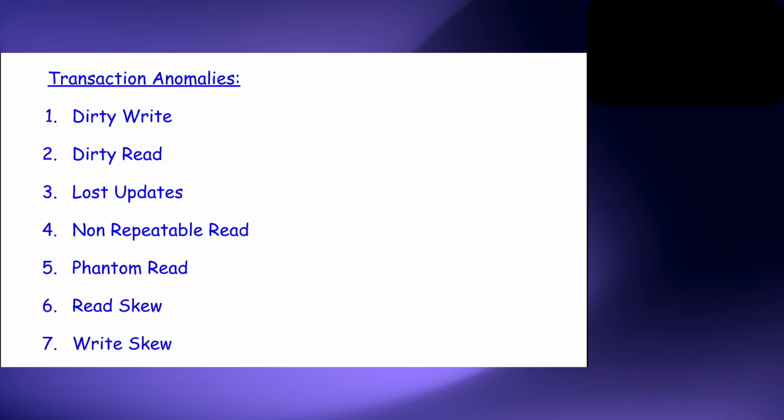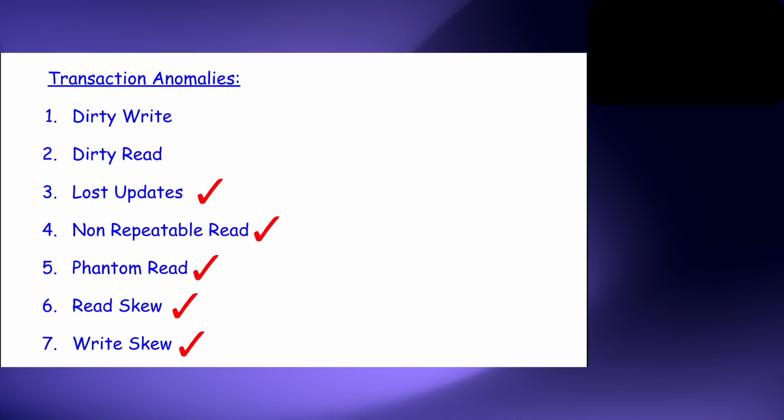We talked about different transaction anomalies in the last video: dirty write, dirty read, lost updates, non-repeatable read, phantom read, read skew, write skew, and so on. With read committed isolation, there's still a possibility of these anomalies: the lost updates, non-repeatable read, phantom read, read skew, and write skew can occur.